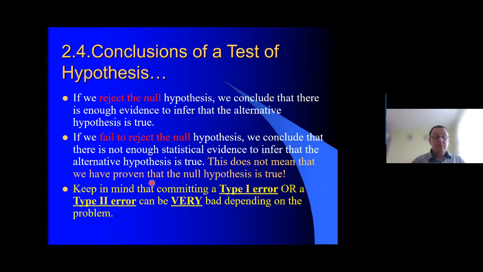So now, what happens if we make a wrong decision. If we reject the null hypothesis, we conclude that there is enough evidence to infer that the alternative hypothesis is true. But when we fail to reject the null hypothesis, we conclude that there is not enough statistical evidence to infer that the alternative hypothesis is true. And it does not mean that we have proved that the null hypothesis is true. It's like a third state. We are not sure. We do not have enough evidence to make any conclusion.